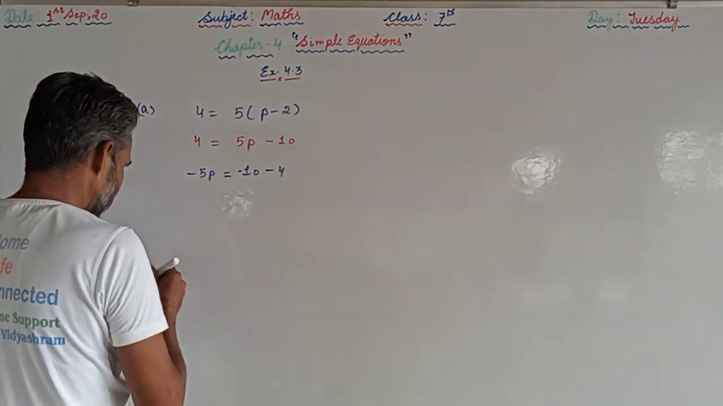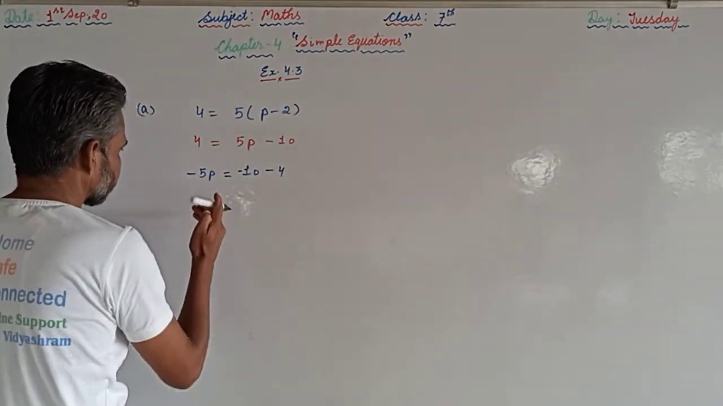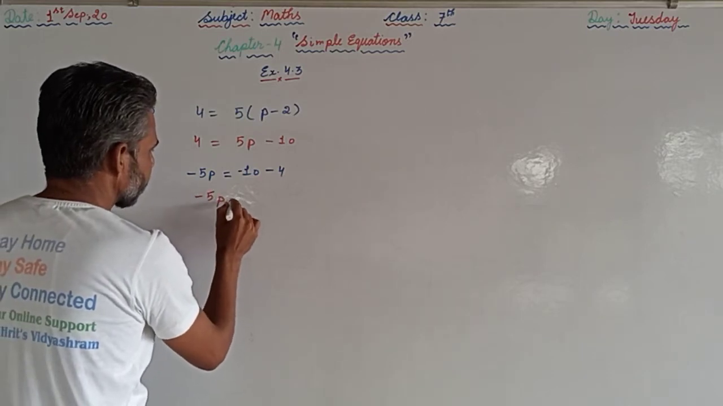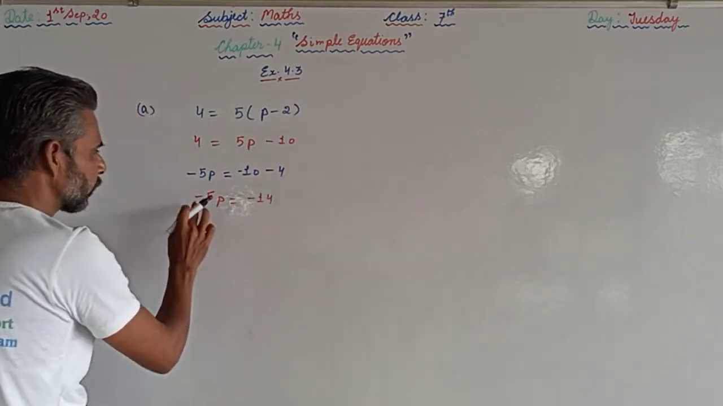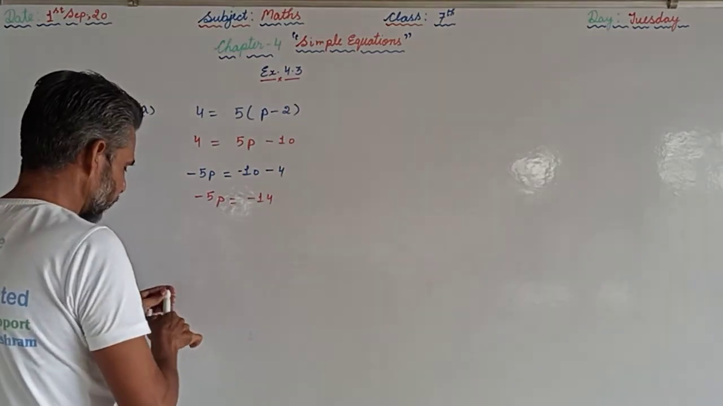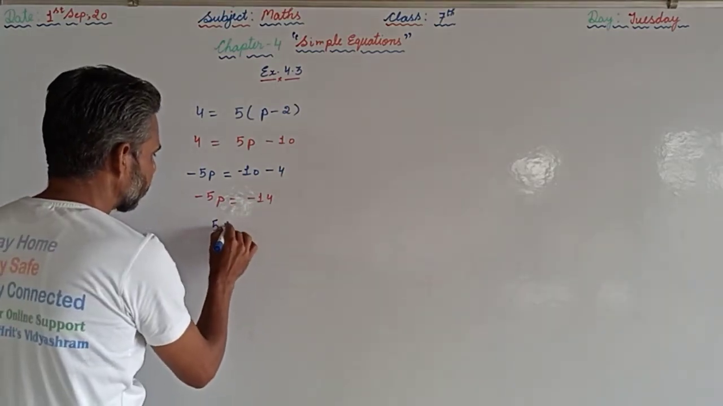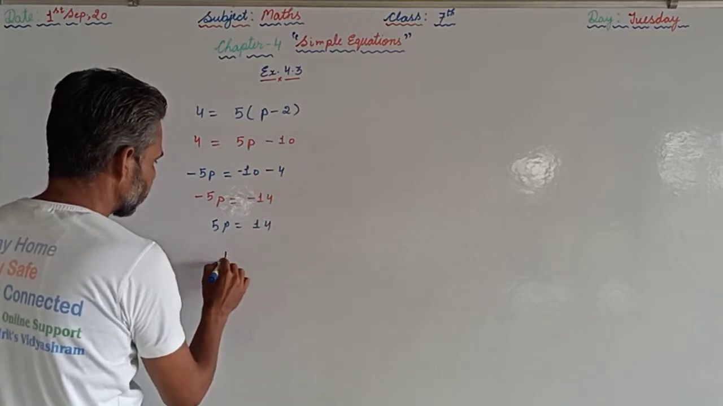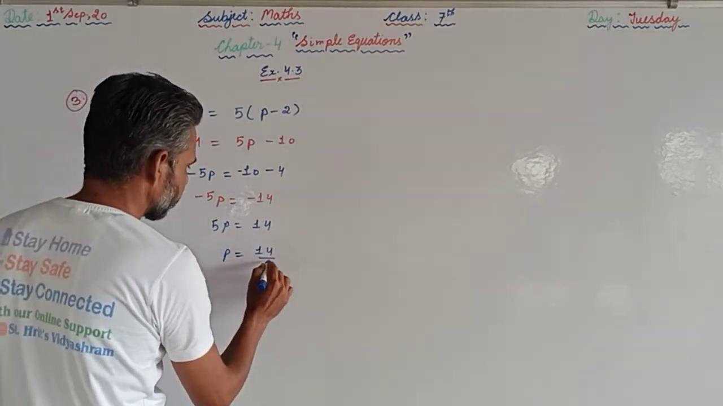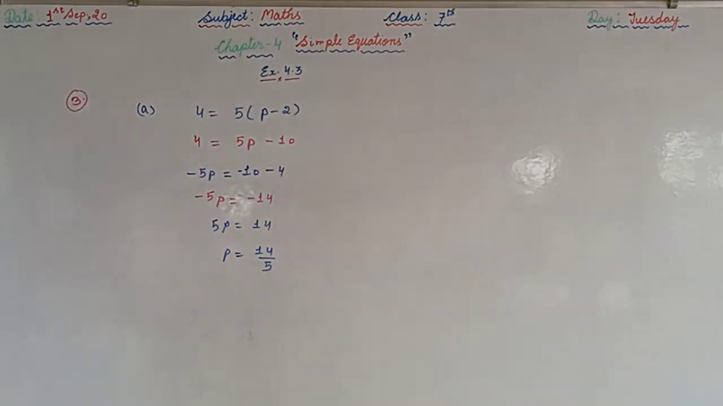So again we will write that minus 5p is equals to minus 14, minus cancels out minus, so we can write now 5p is equals to 14 and p will be equals to 14 upon 5. 14 upon 5 will be the answer of this question. So like this we are supposed to proceed with the question.